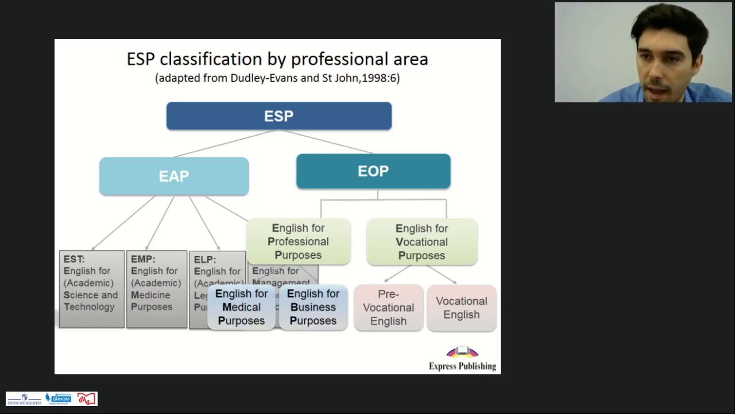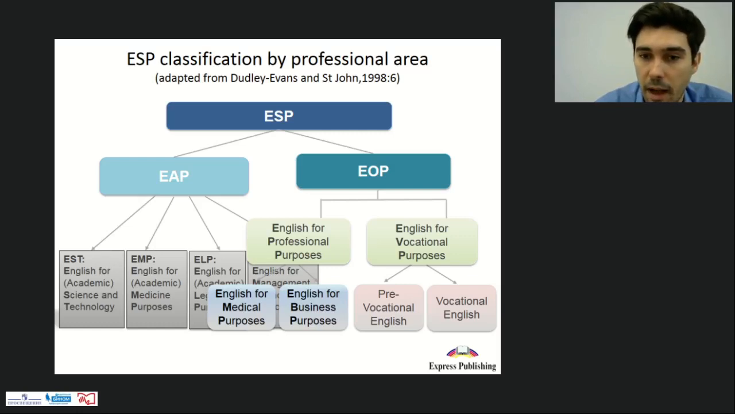We can see underneath EAP, for example, we have English for Science and Technology, or English for Medicine Purposes. So you could imagine some trainees that are studying medicine. They would also take an EAP course for medicine purposes and improve their English skills specifically for their field of medicine. On the other hand, we also have English for Occupational Purposes, or EOP to be short.